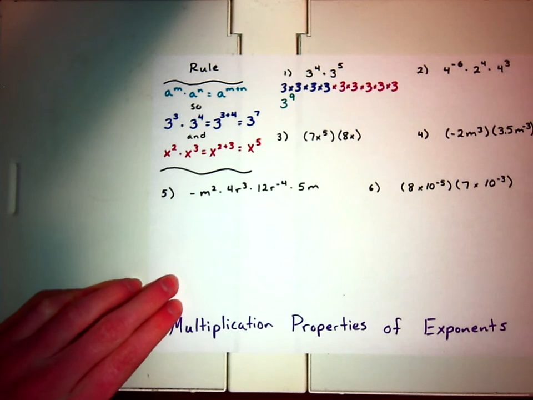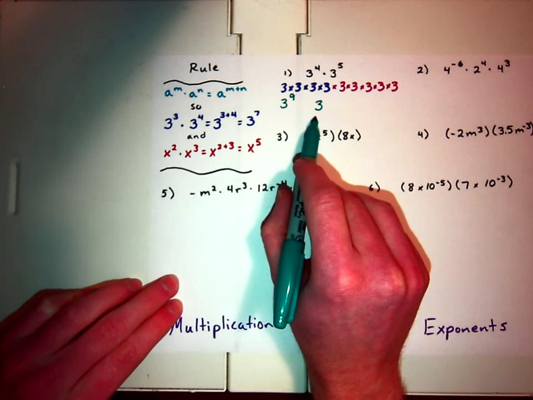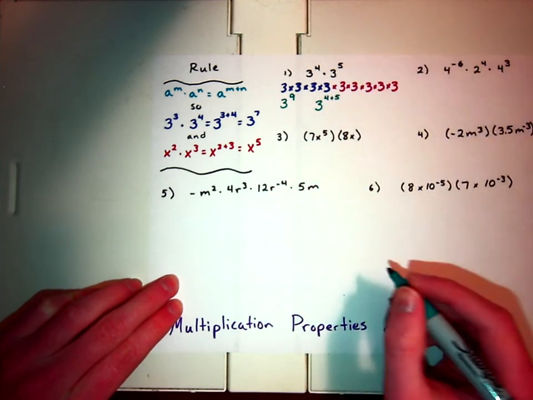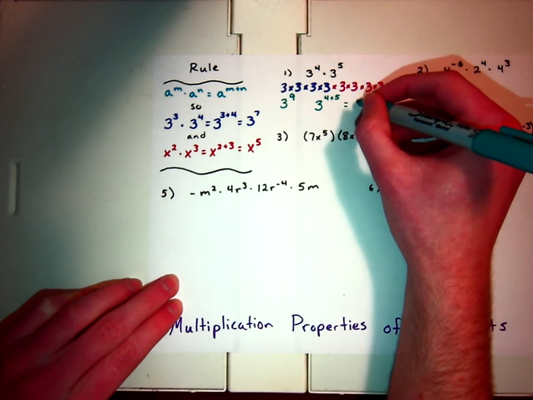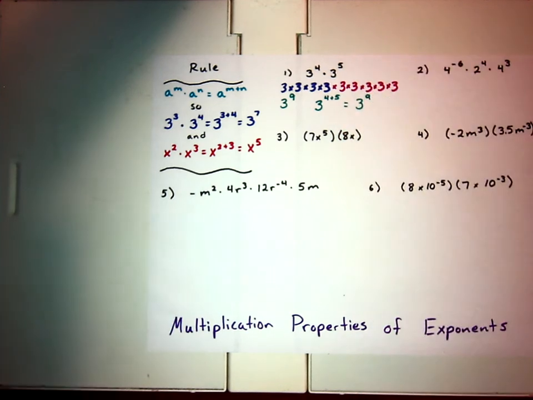Well, let's see if we agree based on the rules that we talked about at the beginning. They have the same base, so their base is 3. It would simply be 4 plus 5. Well, 4 plus 5 is 9, so bingo. We got it. That was the saddest bingo ever.